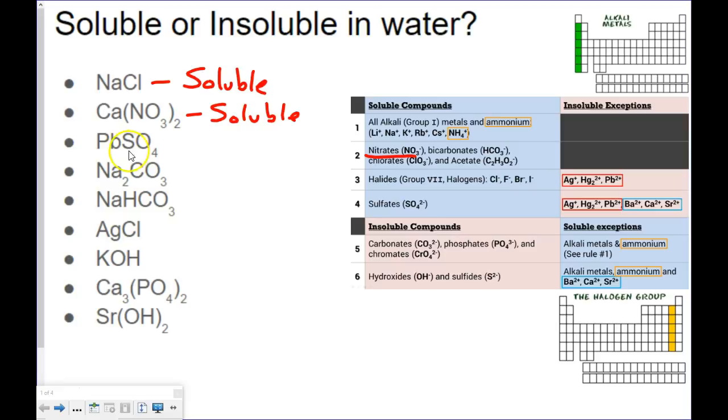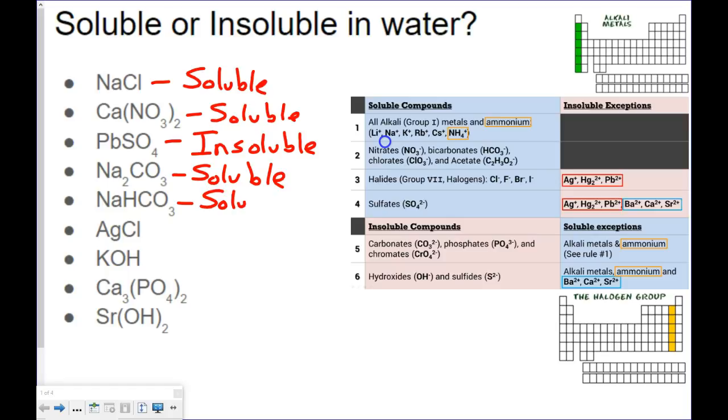Next up, lead sulfate. If I go down here, sulfates are all soluble with the exception of silver, mercury, and lead. So this one is going to be insoluble based upon these exceptions. Next up, sodium carbonate. Don't really need to check this one for sure because we know it's going to be soluble. All alkali metals and ammonium are going to be soluble. Sodium bicarbonate. Again, we know that one is going to be soluble. It has a sodium inside there. Anytime it's got a sodium or any of the alkali metals, no exceptions, going to be soluble.